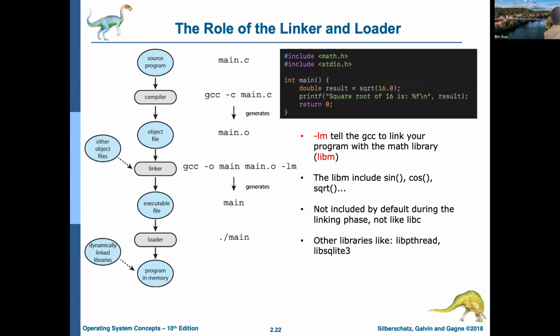Without this math library, how can the compiler know where you implement sqrt? The compiler doesn't know that, right? Because this implementation is in the library, and this library also includes some basic mathematical computations like sin, cosine, sqrt. This will link the library to the executable file. If you don't include it, it will give you an error: cannot find the implementation of sqrt. That's where you need -lm. And there are other libraries like libpthread, a library for thread management.